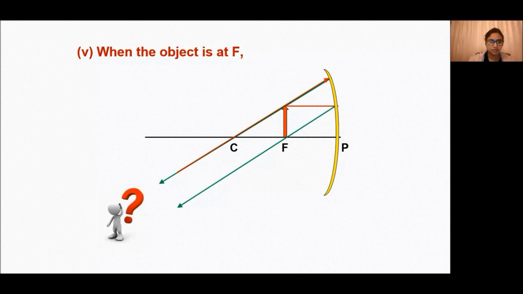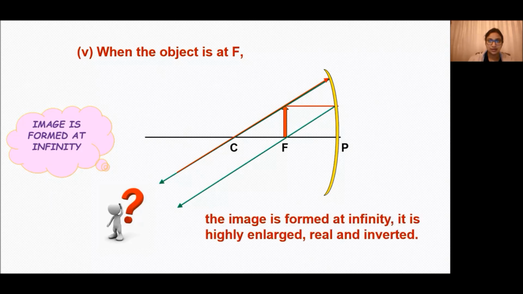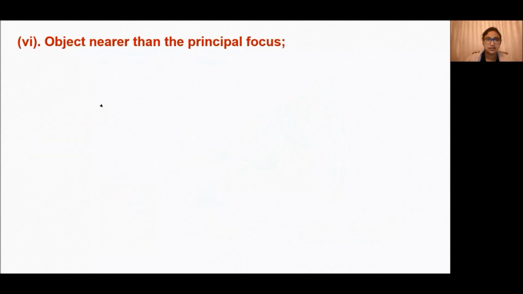So where is the image? The image is formed at infinity. So definitely it will be an enlarged, real and inverted image. The last position, when the object is nearer than the principal focus.